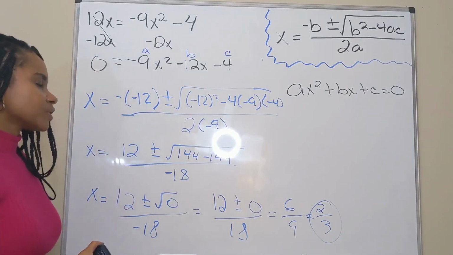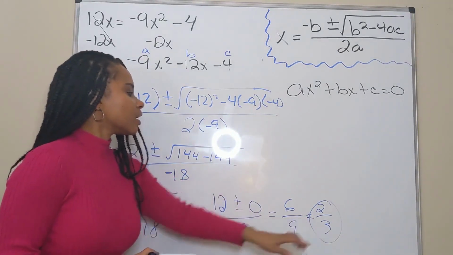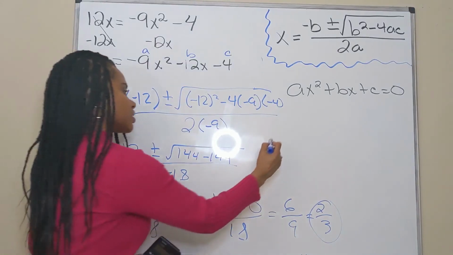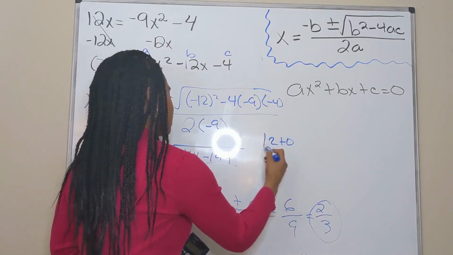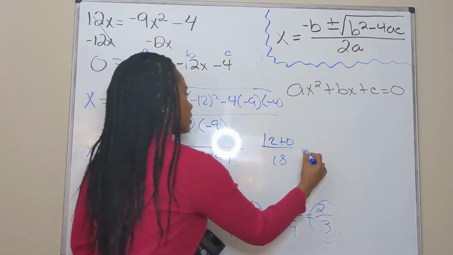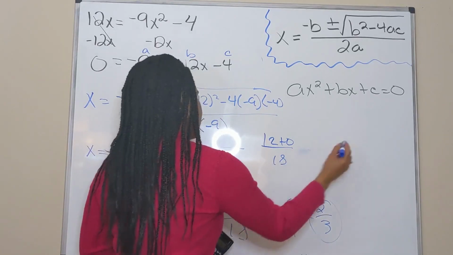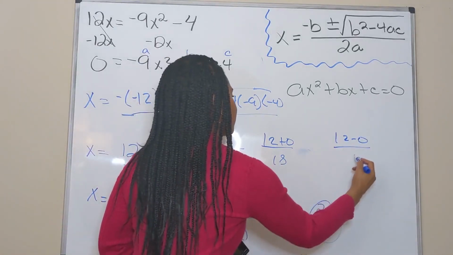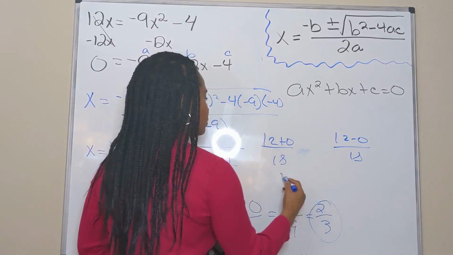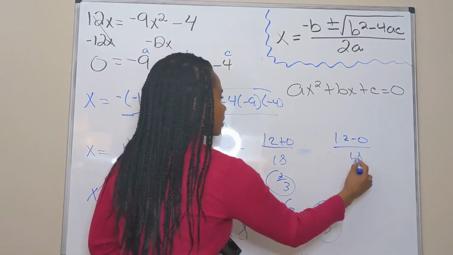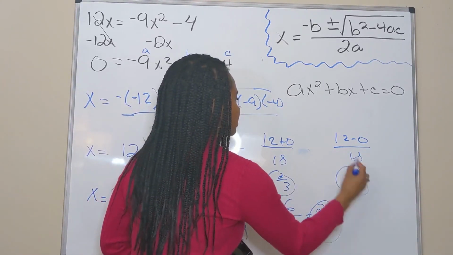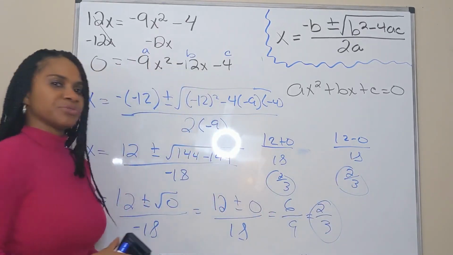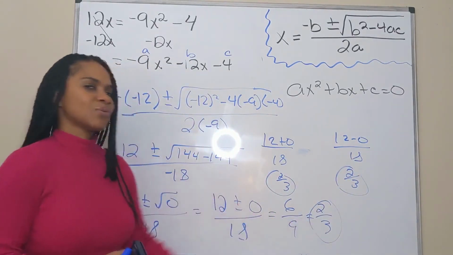And so for this particular problem, I only have one solution. Because if I would have done 12 plus 0 over 18, and 12 minus 0 over 18, I get 2/3 here and I get 2/3 here. So I will get the same thing, which is 2/3. And that is just one solution.